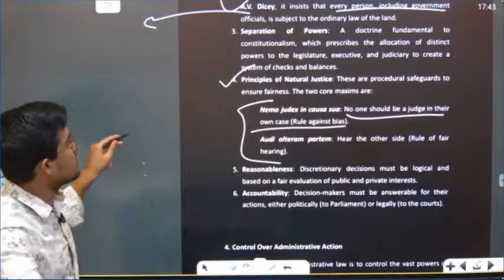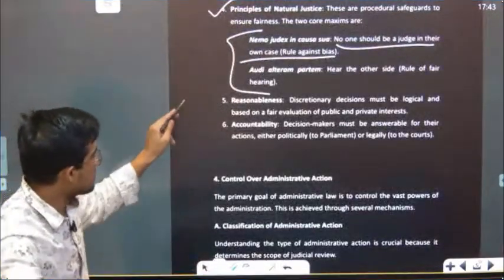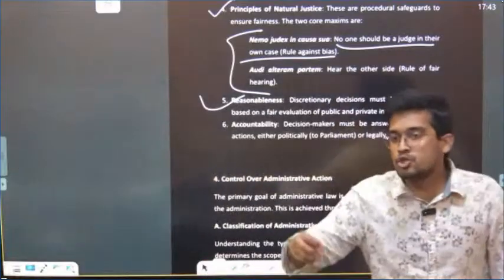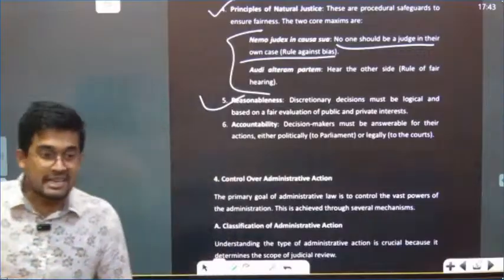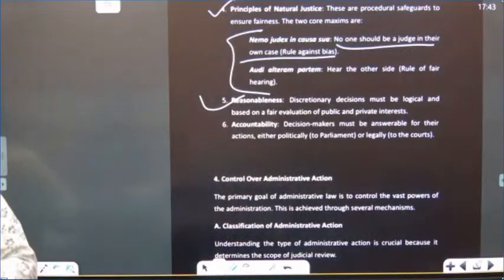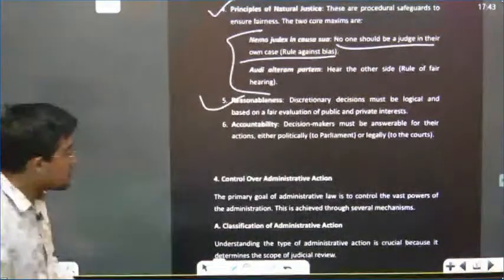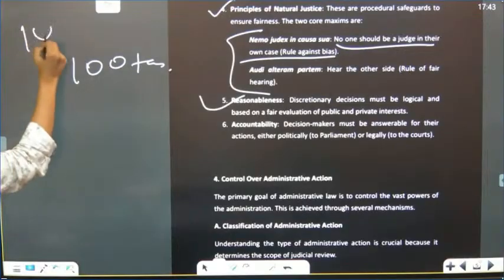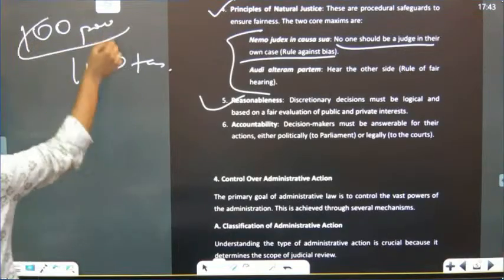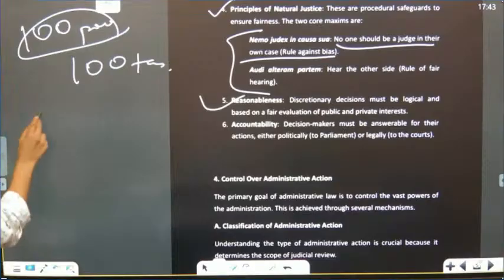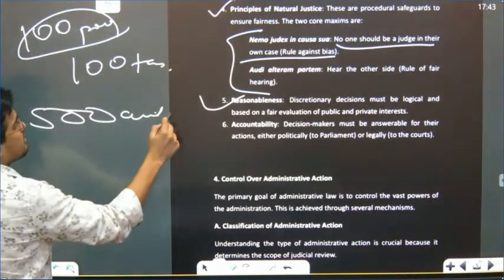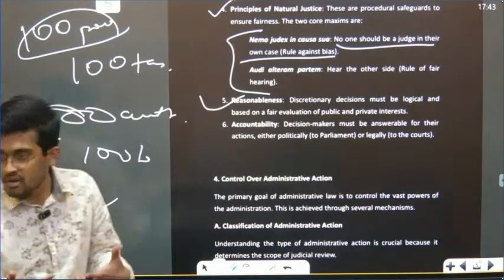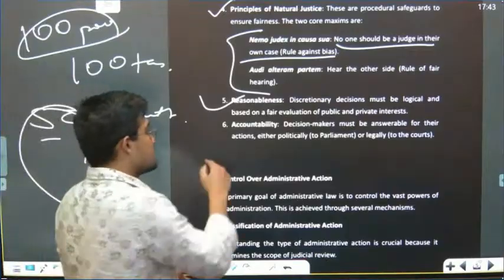There is a doctrine called the doctrine of reasonableness. Discretionary power must be logical. You shouldn't exercise discretionary power on your own whims. It has to have the backing of reason. It should be reasonable. For example, to carry out 100 tasks, you need 100 power, 100 authority. You shouldn't make it 500 authority for only 100 tasks. That means it should be proportional in nature. It should be reasonableness.